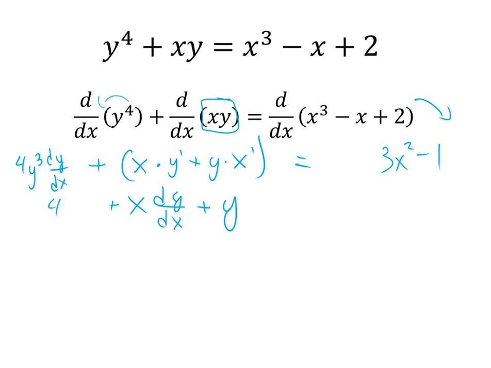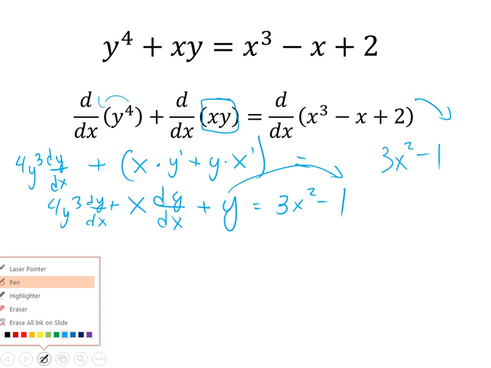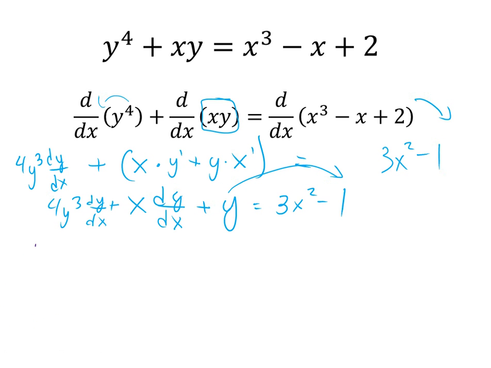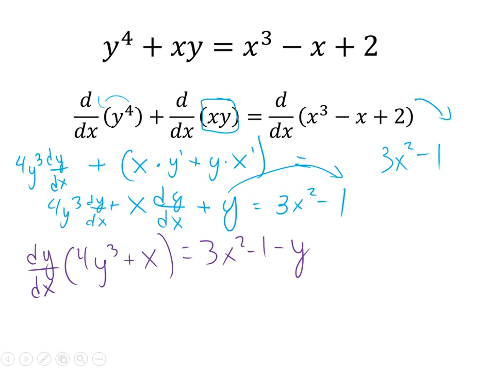Now that's being added to 4y cubed dy over dx, and that's equal to 3x squared minus 1. Now we're going to get the dy dx's all by themselves on one side, so we're going to move this y to the other side. Okay. So now we're going to take a dy dx out, leaving you with 4y cubed plus x is equal to 3x squared minus 1 minus y. Okay, so I've moved the y over, and then I took a dy dx out of both of those.